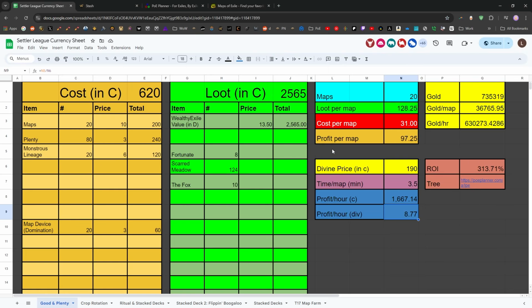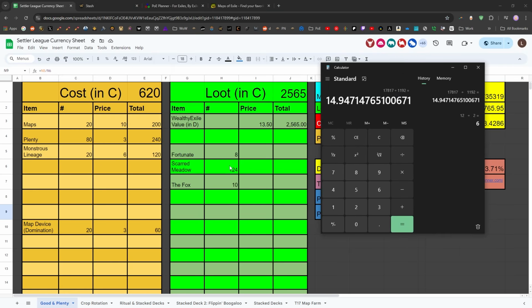And so if we look at our spreadsheet here, I got 124 Scarred Meadows and 8 Fortunates. So 124 divided by 8 is about 15 times more common. So maybe I got slightly unlucky with Fortunate cards, but I really think that these numbers are right on the money, more or less. They're pretty much right on.